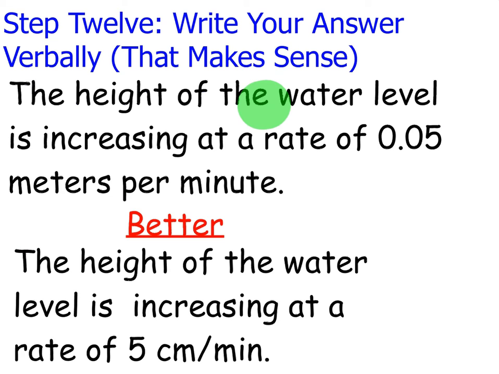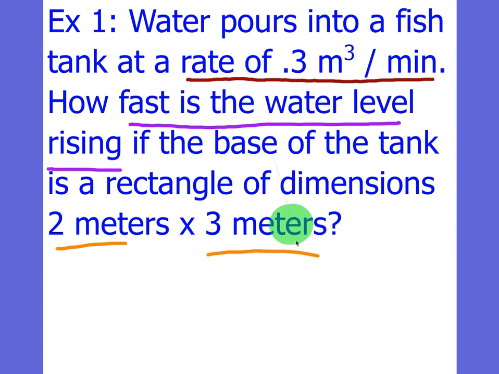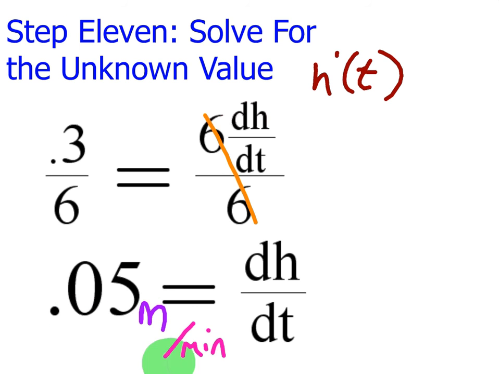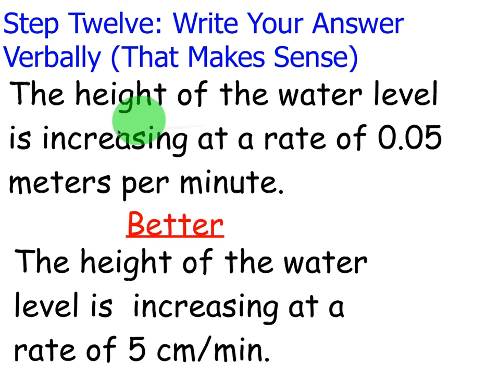So if you look at the original question here, we're just trying to figure out the rate at which the fish tank is rising as it fills up with water. We figured out, for example, for step 11, it's 0.05 meters per minute. So for step 12, the height of the water level is increasing at a rate of 0.05 meters per minute. It's pretty small, but 0.05 meters, I don't know, that just doesn't really seem right. We can answer it better, okay? So here's the better answer.